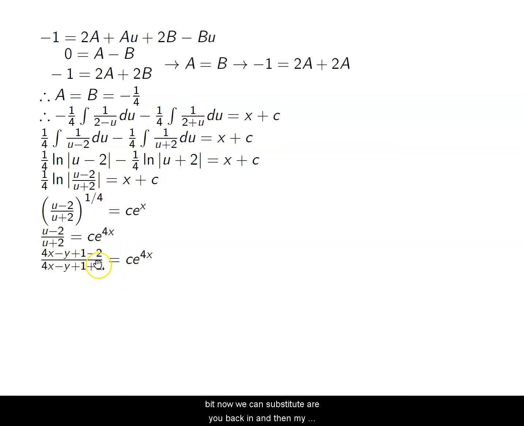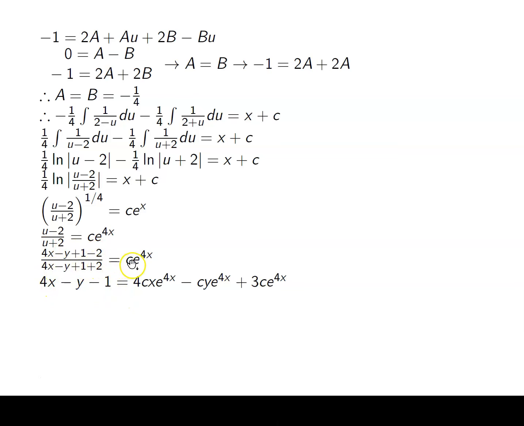Okay, and so now that I've isolated, I simplified it a little bit, now we can substitute our u back in. And then my constant of 2 here is going to interact with what I have, which will be pretty nice, right? This will give me a -1. This one will give me a 3. Then I can multiply both sides by this denominator, which will give me what you see here, right? 4x minus y minus 1 on top. And then c times e to the 4x times each term here on the bottom, right?